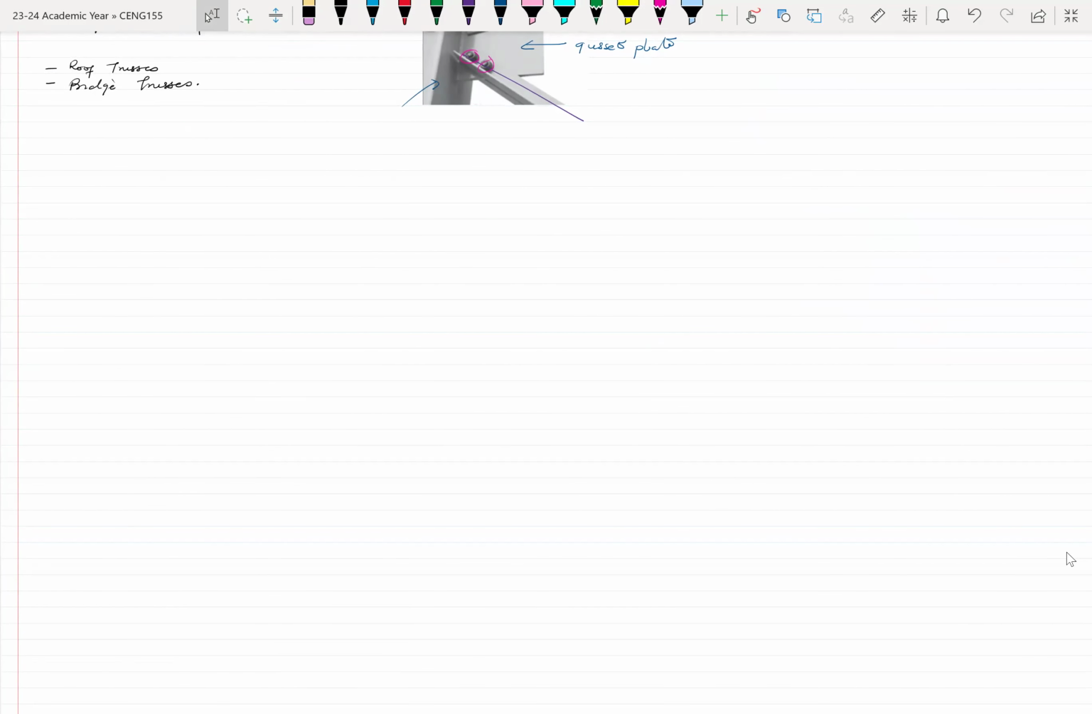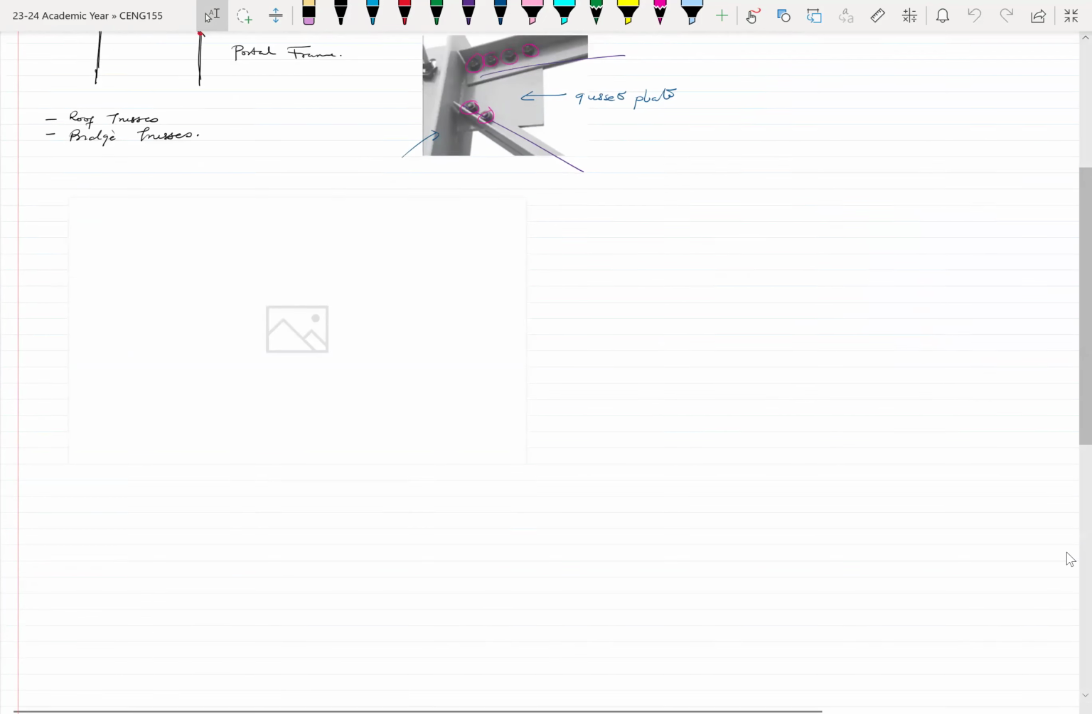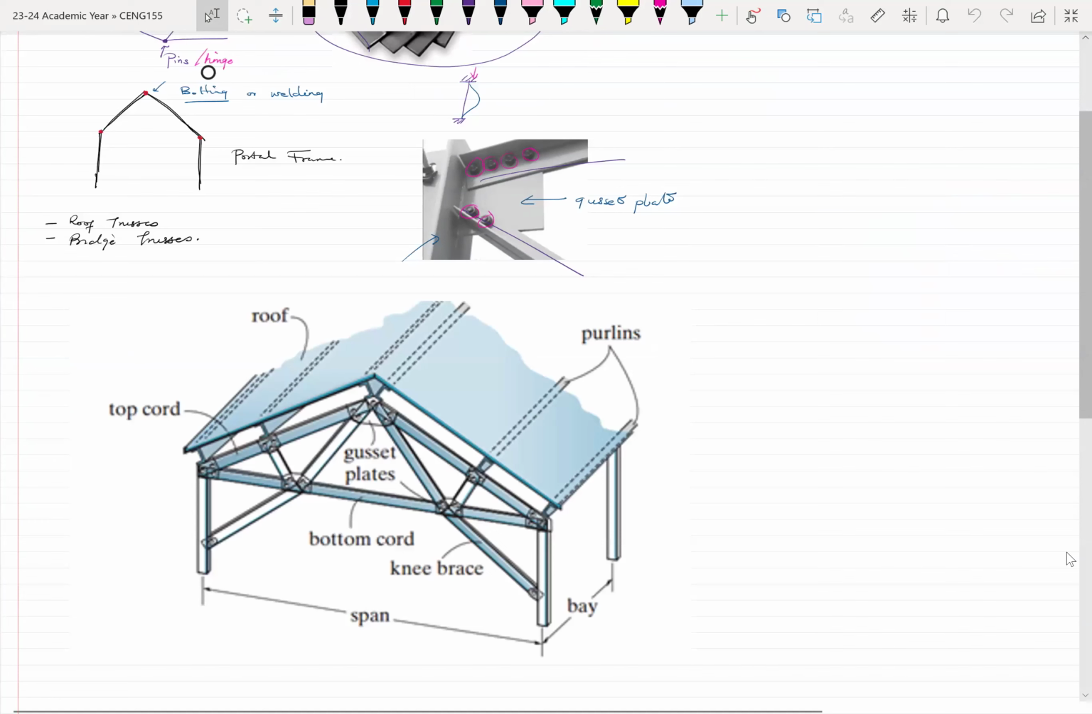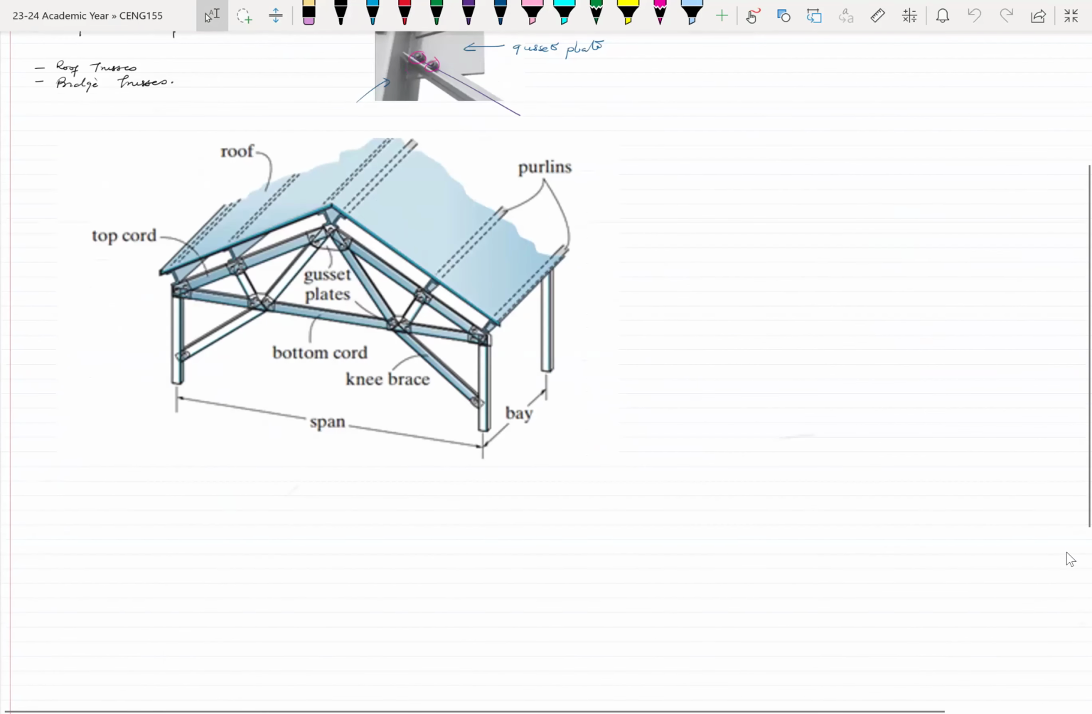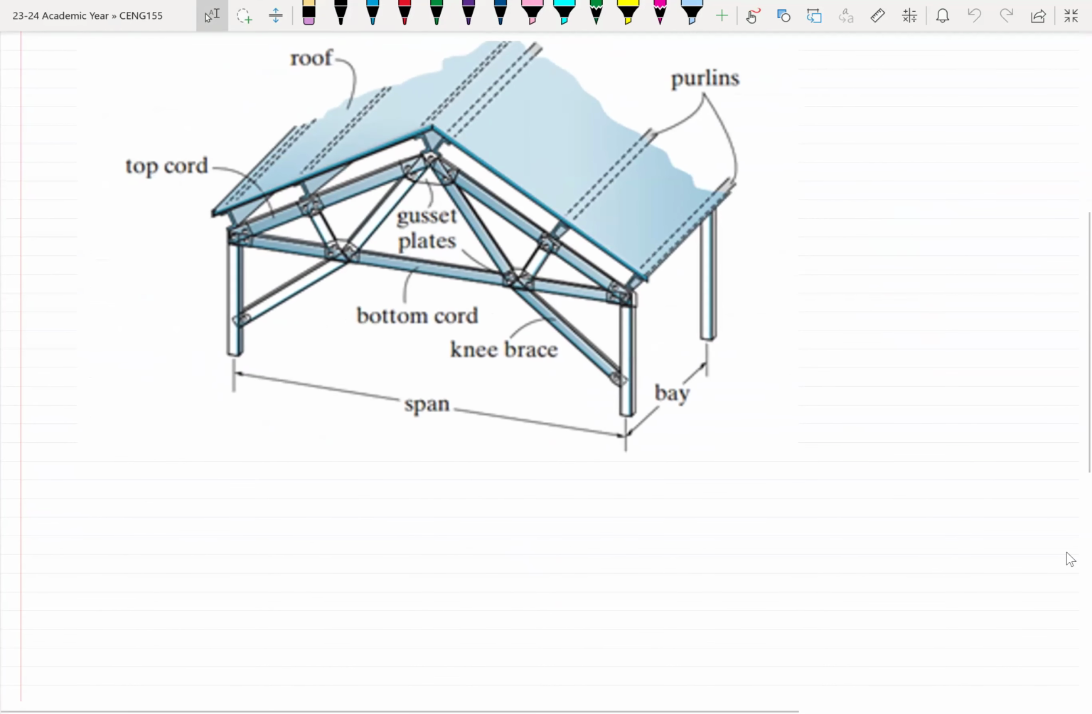Hopefully this thing should load quickly. It's taking forever. All right. Should be in. All right, great. So this is a typical example of a roof truss. Let's look at some of the key parts of it. So we have our roof here, and then this system over here is the truss system.